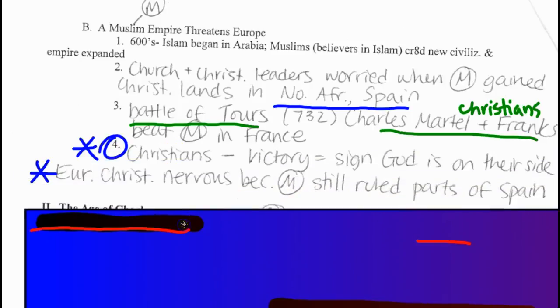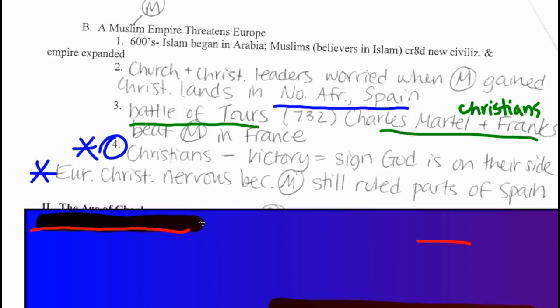The Christians saw this victory as a sign that God was on their side. So they took the victory and saw the significance related. They connected the significance of the battle to religion. So they thought that this meant their religion was better than the Muslim religion. They still felt threatened by Muslims, though, because the Muslims were in Spain.